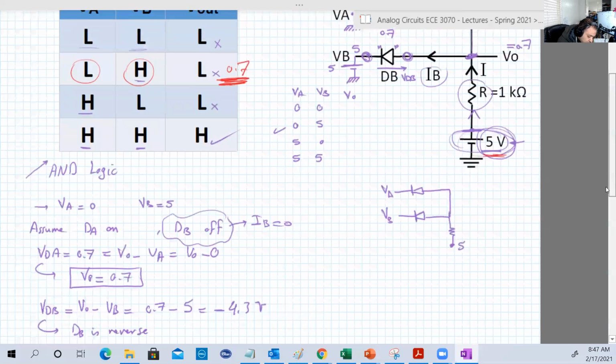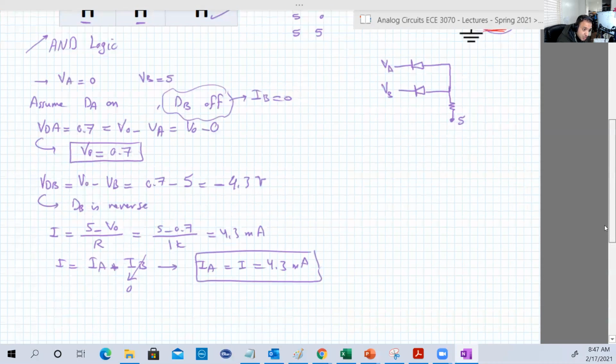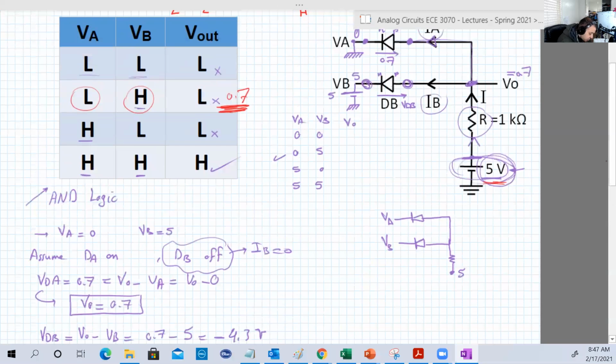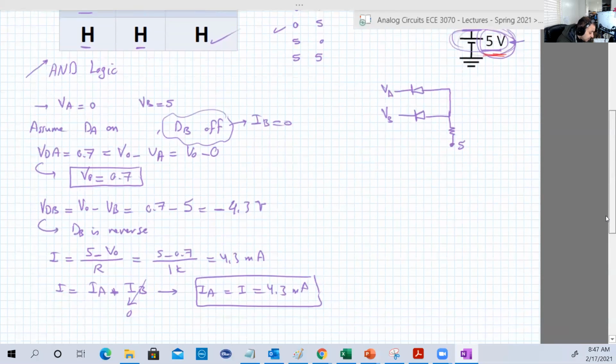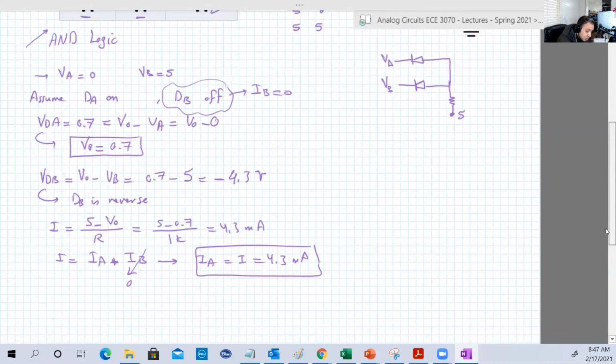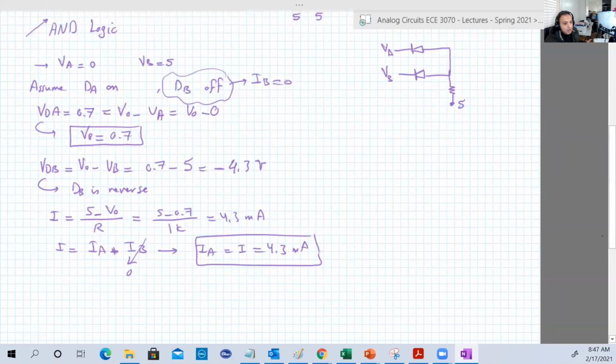Now let's assume we just finished this case. But just to be more sure, let's assume that dB is off. I'm sorry, dA is off, or any other combination. Okay.